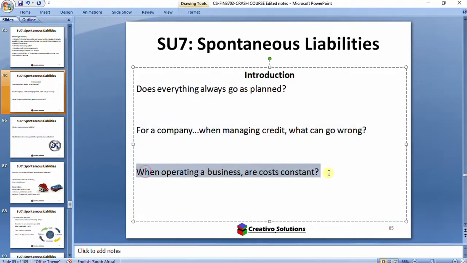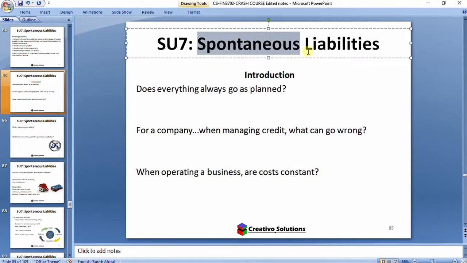If I'm looking at these costs when I'm operating, do those costs stay the same? No. Those costs can change. These are spontaneous liabilities. Spontaneous meaning coming out of the blue, not things that we've predicted or expected. It's very similar to that earlier discussion where we spoke about seasonal funding requirements. But this is not a seasonal funding requirement. These are liabilities that can arise that we didn't quite foresee, and we need to provide for them.